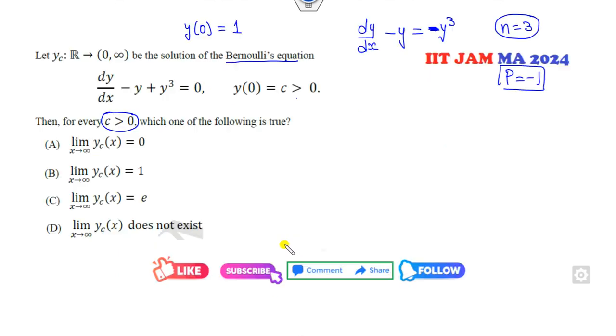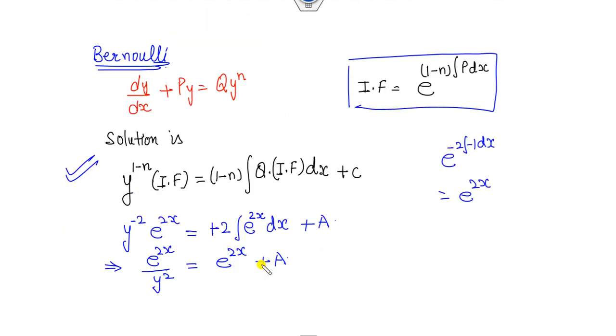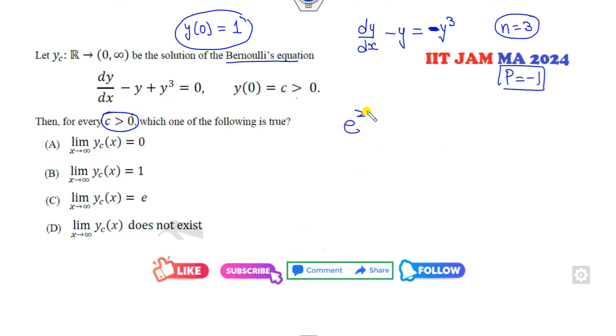Fine. Now can you see y of 0 is 1? Can you find the value of a? Y of 0 is 1, so that means 1 is 1 plus a. So a will be 0. So finally your solution will be 2x over y square is e raised to power 2x. So what is the meaning of that? Y square is plus 1.